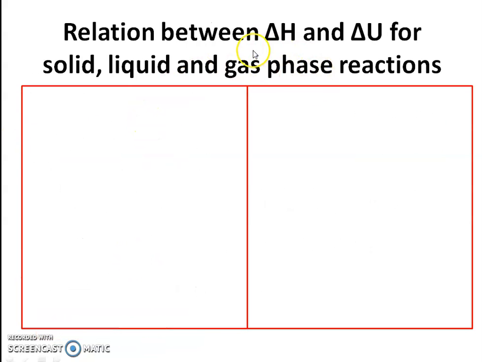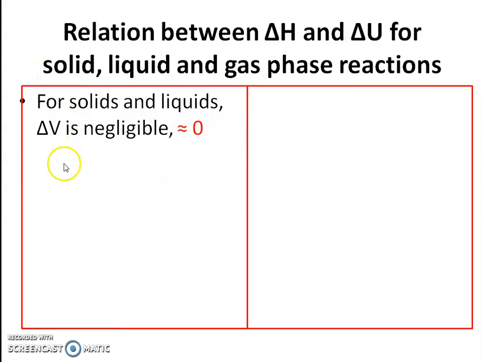Now the relation between enthalpy change and internal energy change for solid, liquid and gas phase reactions. So first of all, consider solids and liquids. For solids and liquids, there is no change in volume when reactants are converted into products. When a solid reactant is converted into a solid product, an appreciable change in volume is not there. So for solids and liquids, the change in volume is negligible and it is nearly equal to 0.